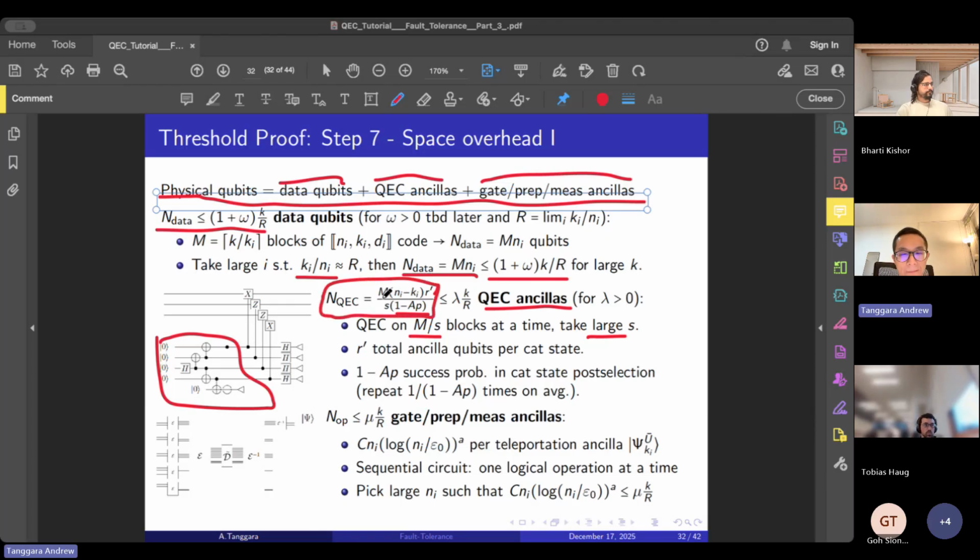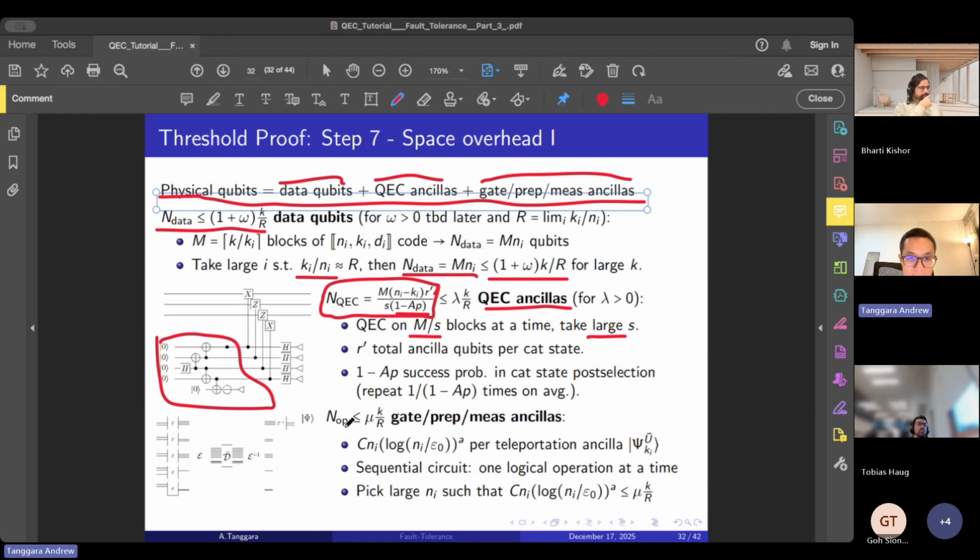The number of ancilla qubits for QECs: because n_i minus k_i is the number of generators, and M over S is the number of QECs that I'm going to be doing in parallel, I'm going to divide that by 1 minus AP because I'm doing post selection on preparing the cat state.